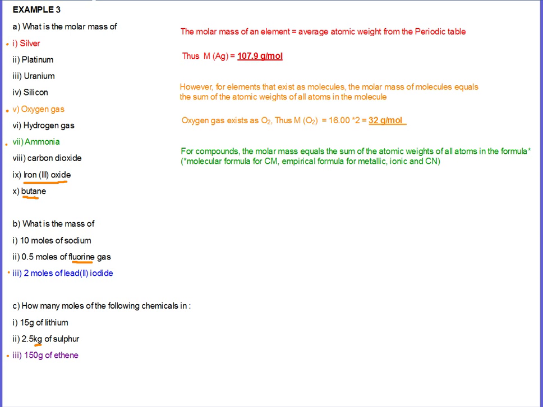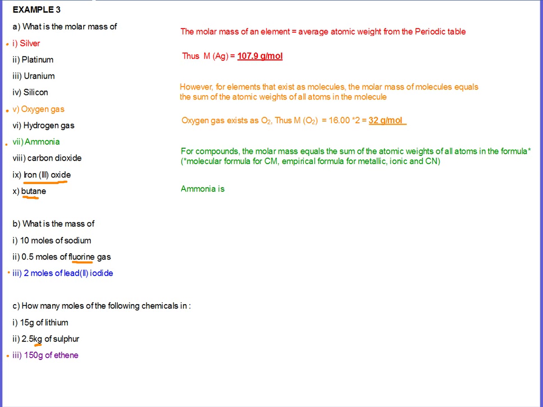Next question, we've got a compound. Now we've been given a compound here, ammonia. Now for compounds, as we saw with water on the previous slide, the molar mass equals the sum of the atomic weights of all atoms in the formula. And what does that mean by formula? Well, for covalent molecular substances, it's the molecular formula. For metallic, ionic and covalent network substances, it's the empirical formula. So when we say formula, it's just the formula we normally write down. So the molar mass of sodium chloride will be adding sodium and chlorine together because the formula is NaCl. So it's empirical formula for metallic, ionic and covalent network, but molecular formula for covalent molecular.